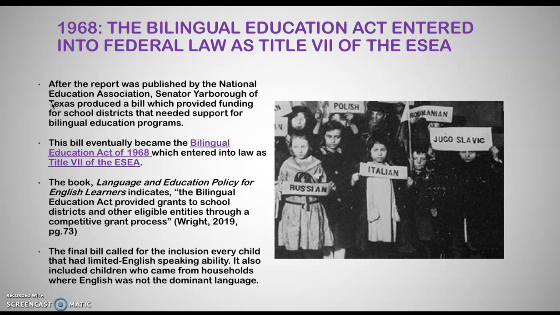In our book, Language and Education Policy for English Learners, it indicates the Bilingual Education Act provided grants to school districts and other eligible entities through a competitive grant process, and that's in Wright 2019, page 73. The final bill called for the inclusion of every child that had limited English-speaking ability. It also included children who came from households where English was not the dominant language.